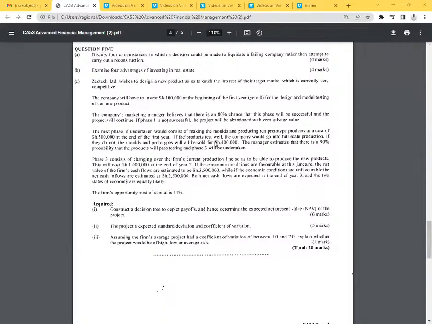They have told us here, phase 3 now, which is full scale production, consists of changing over the farm's current production line so as to be able to produce the new products. This will cost 1 million at the end of year 2.